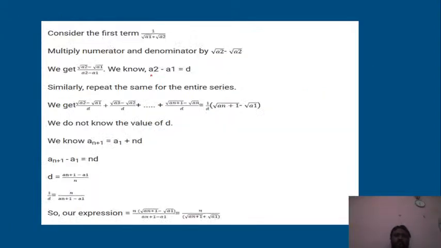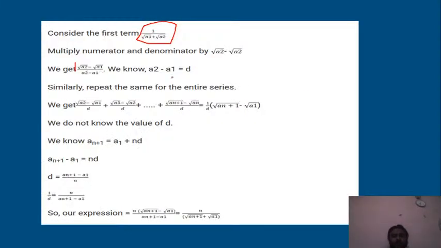Okay guys, so let us solve it. Let us consider the first term, that is this term. Now I guess both of you, there's a concept known as rationalizing the denominator, and if you have understood this concept, then it is very easy, and if not, then I'll explain it to you when we are practicing it. So now we rationalize the denominator, we get root a2 minus root a1 by a2 minus a1.